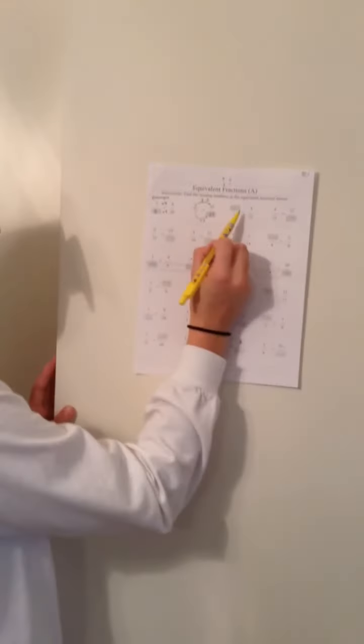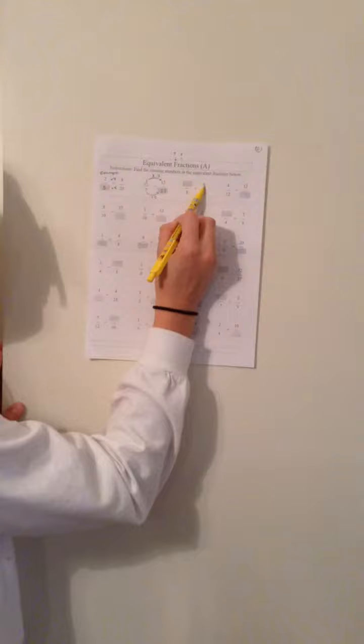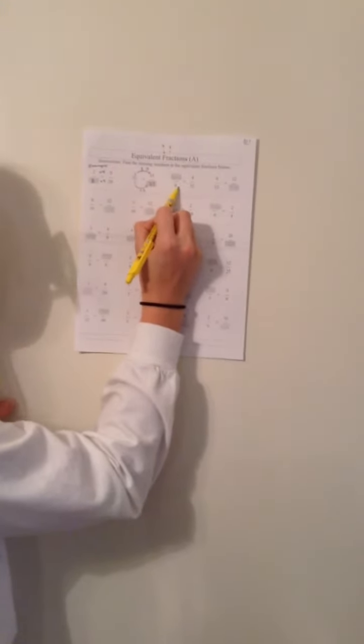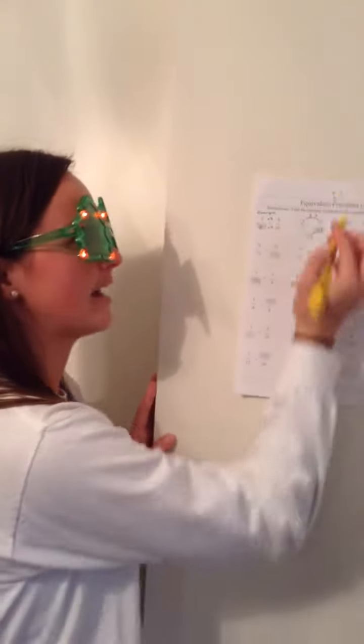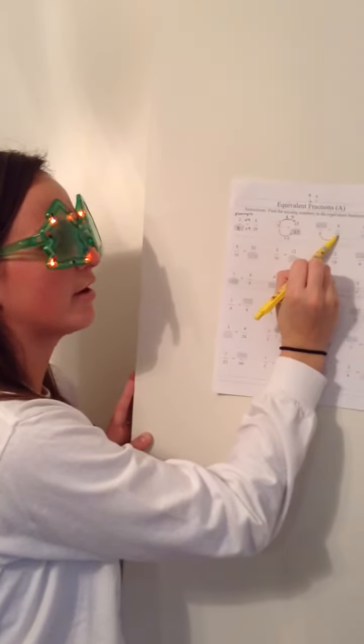So let's look at another example. Let's look at the next one. So I can see I don't know both of my numerators, but I do know both of my denominators. So I'm trying to ask myself, how could I go from 8 to 32? Again, I know if I'm getting a larger number, 32 is bigger, I need to multiply.